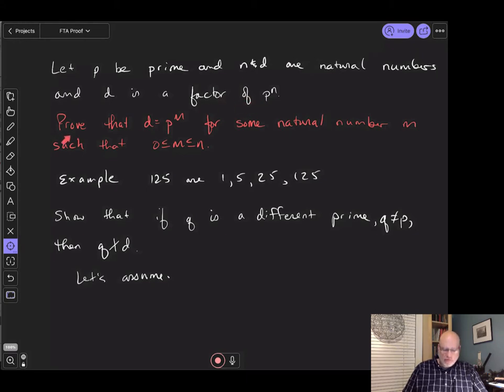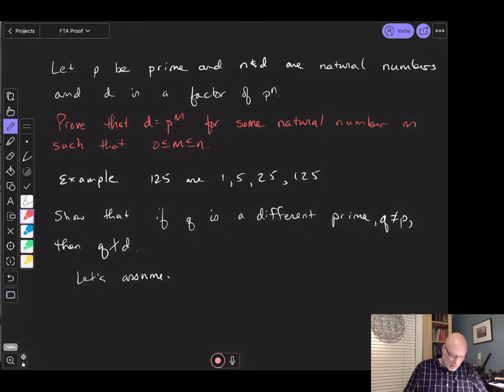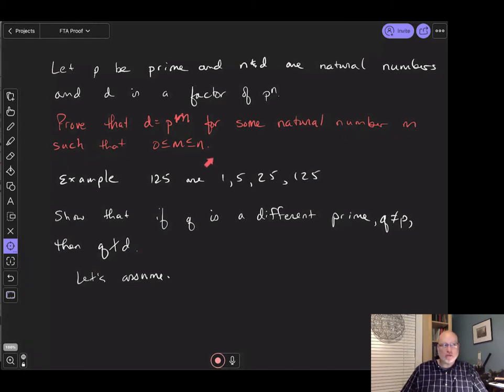What we want to prove from that is that if D equals P to the M for some natural number M, show that 0 is less than or equal to M, which is less than or equal to N. So M is basically between 0 and N.